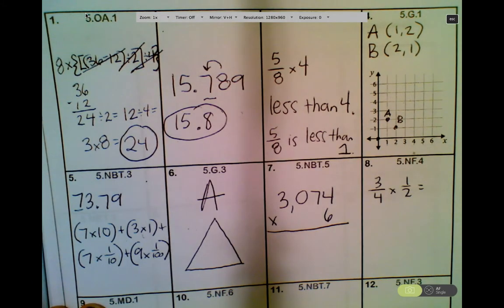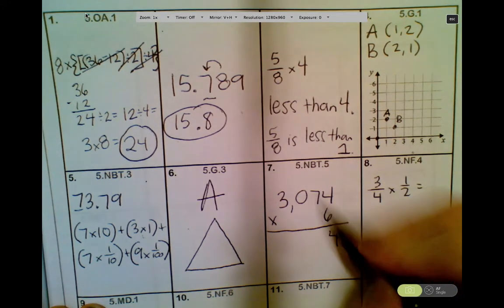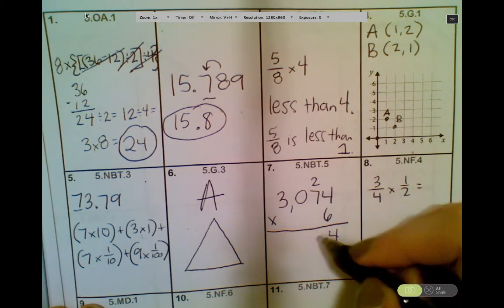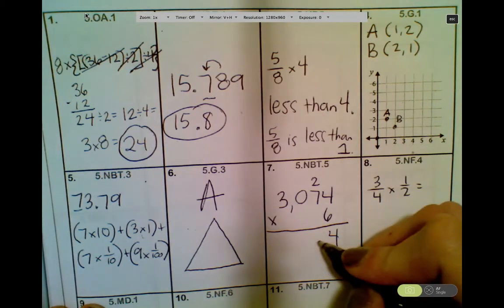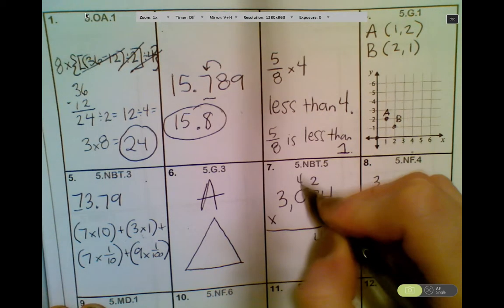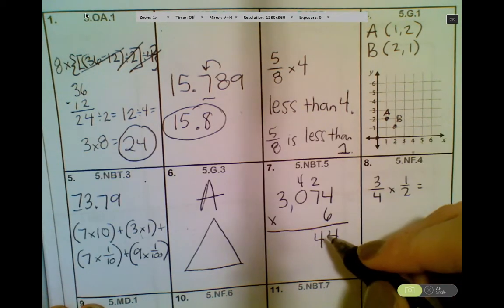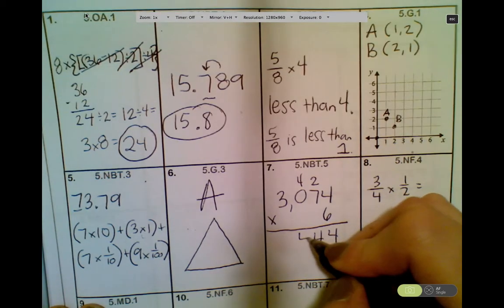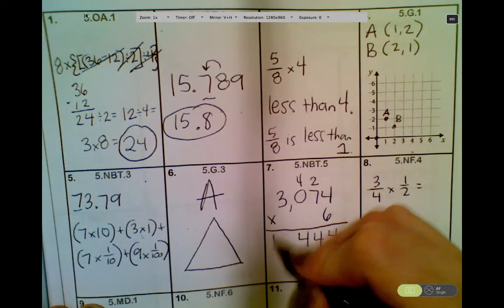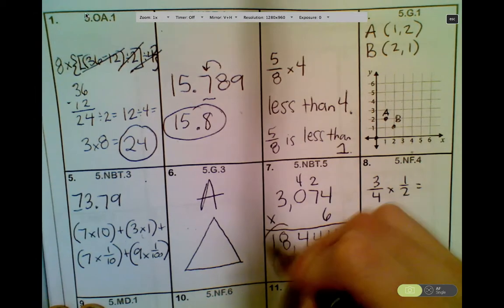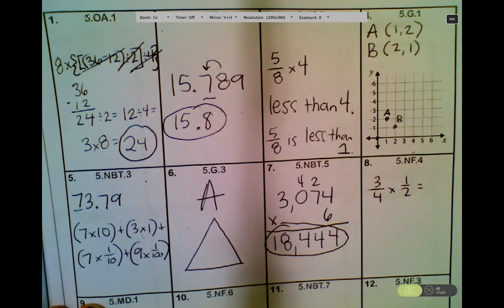Number 7, 3074 times 6. 6 times 4 is 24. 7 times 6 is 42, plus 2 is 44. 6 times 0 is 0, plus 4 is 4. And 6 times 3 is 18. So my answer is 18,444.